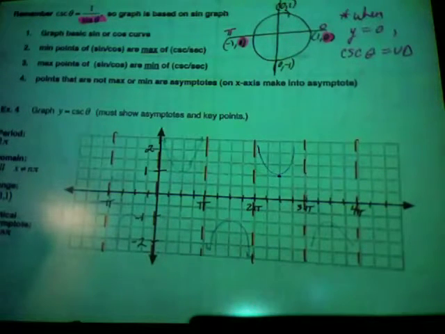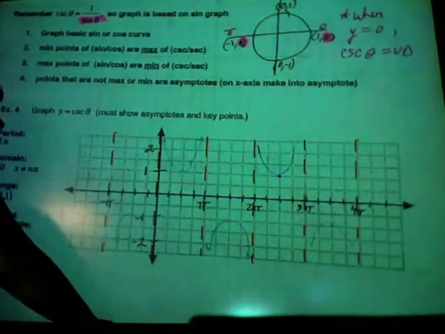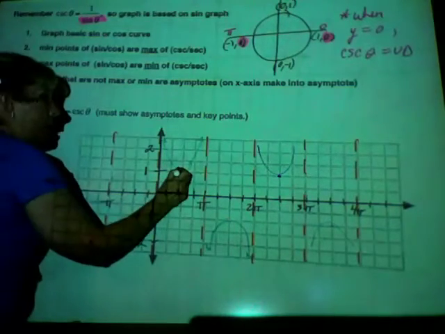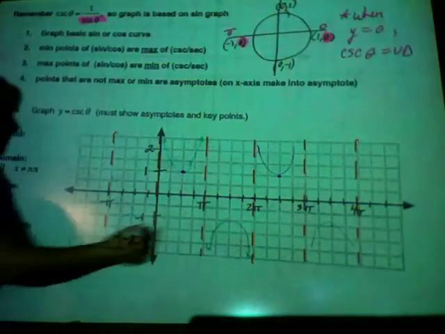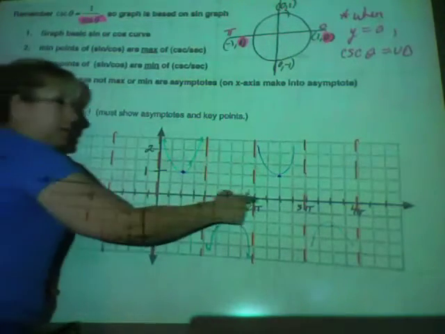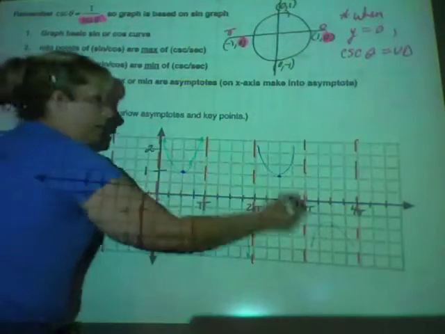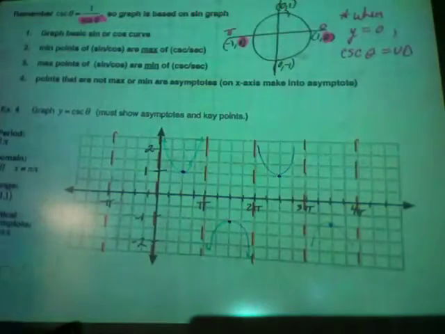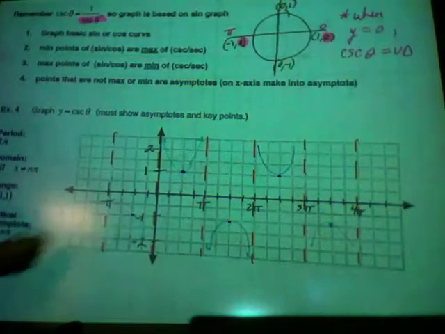You have to have the vertices in the right spot. Now, will the vertices move? Yes, they can move. But we're not going to do that yet. You just have to know, where do your normal vertices go? They go where the normal sine curve vertices would go. There, there. We don't put the ones on the x-axis because that's where the asymptotes would hit. There, there.